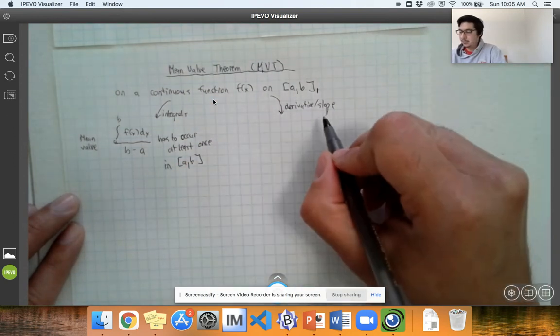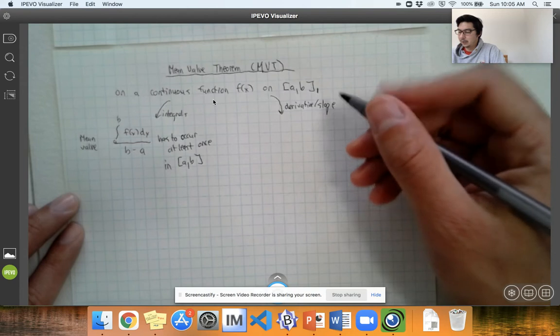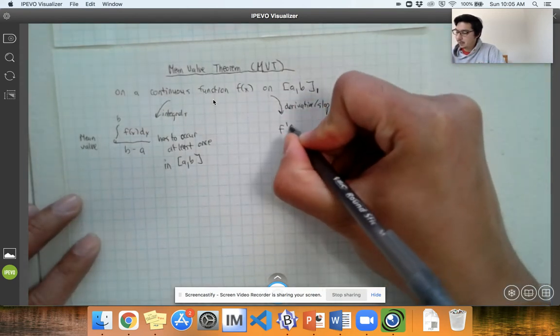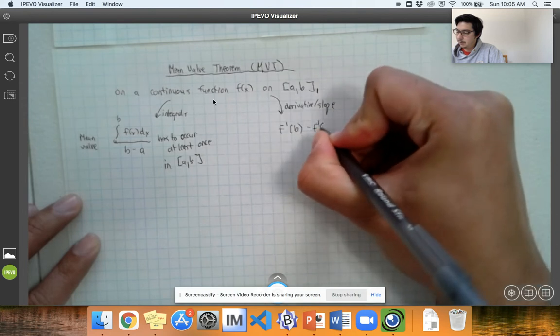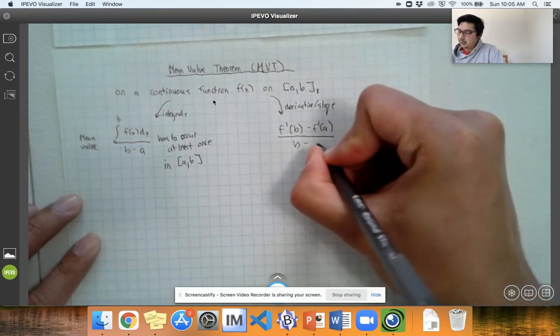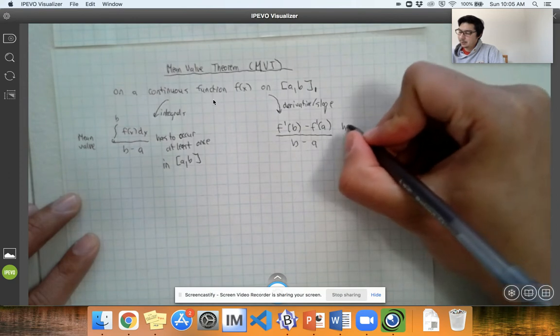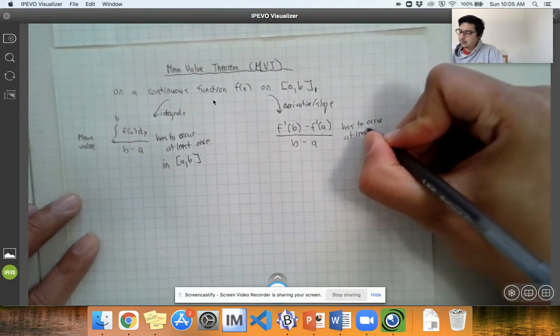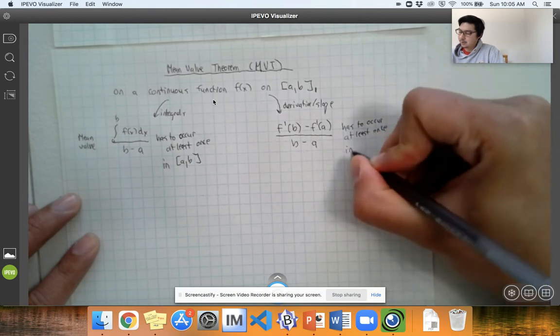And similarly, if you're talking about average value and you're looking at the slopes, then you're talking about f of b minus f of a, over b minus a, has to occur at least once in a to b.